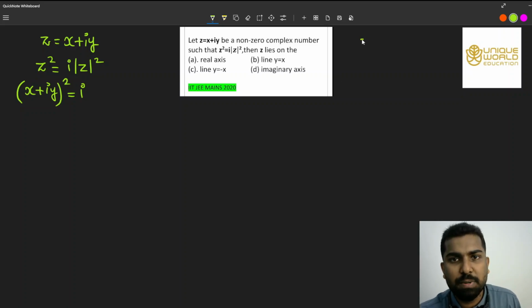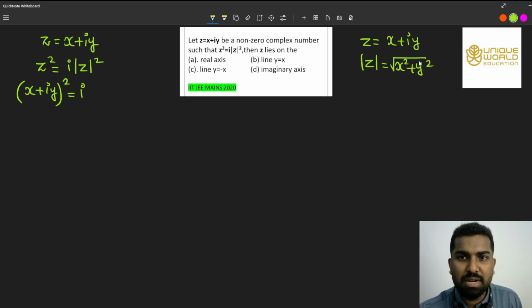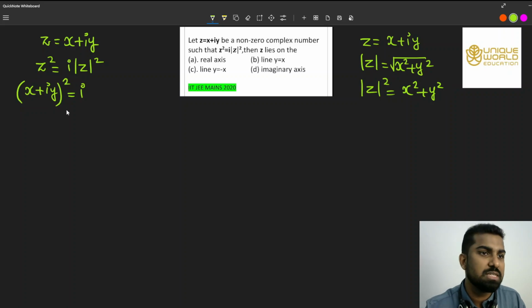If z is x plus iy, then modulus of z will be equal to root of x square plus y square, right? So modulus of z is root x square plus y square. They are asking modulus of z the whole square, so the square of this will cancel the root, and only x square plus y square remains. Just substitute this here, so i into (x square plus y square).